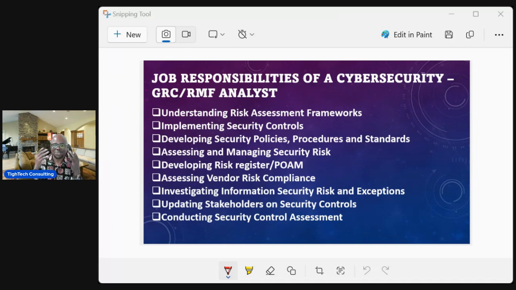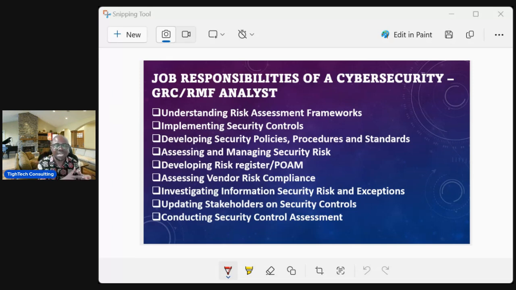It's part of our job responsibility in the GRC space that you understand assessing and managing security risk. Now, another job responsibility is developing a risk register or POAM. Now, what is a risk register? Please read it up. What is POAM? POAM means plan of action and milestone. It is our job responsibility to understand what is POAM, what is a risk register, and what goes into these documents.